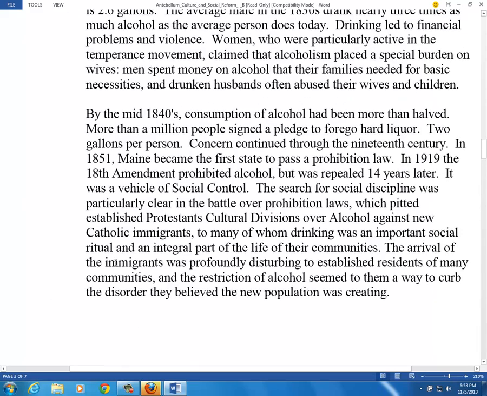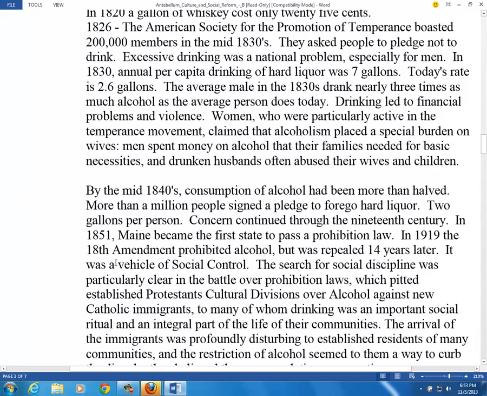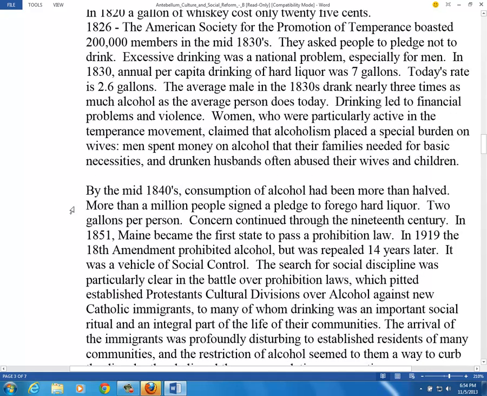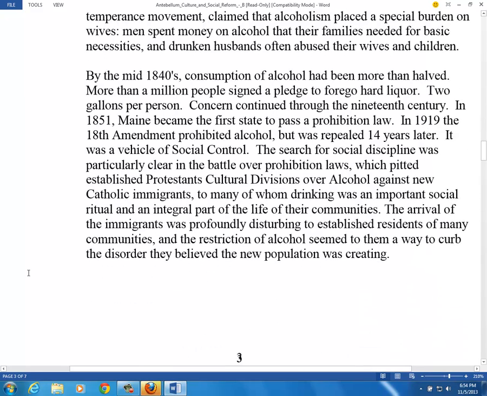Does it say in here? 2 gallons. That second paragraph. Yeah. Down to 2 gallons per person, from 7 gallons to 2 gallons. I mean, that's huge, the difference that this movement made in that particular time period.